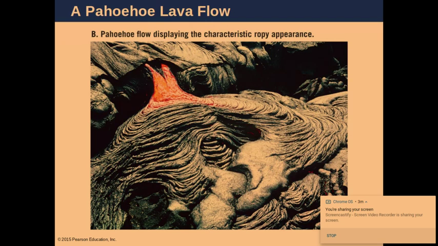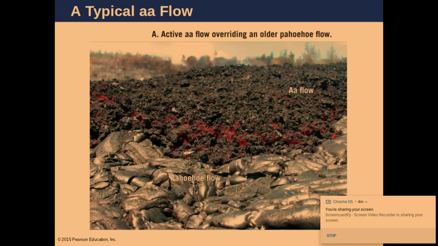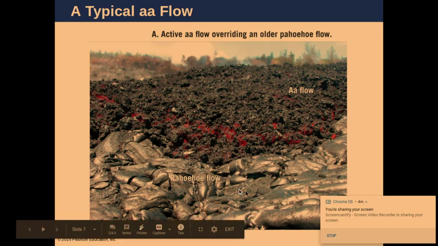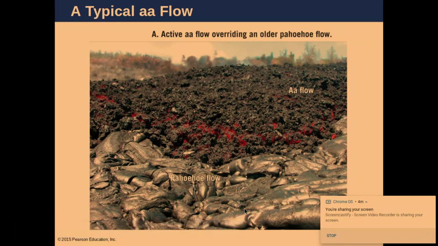So here's Pahoehoe. Like I said, it ends up looking kind of like a pile of ropes. So that's what Pahoehoe looks like. This is A'a. So much chunkier, more jagged. This is old Pahoehoe flow that's been weathered, which has made it even smoother than it was before.